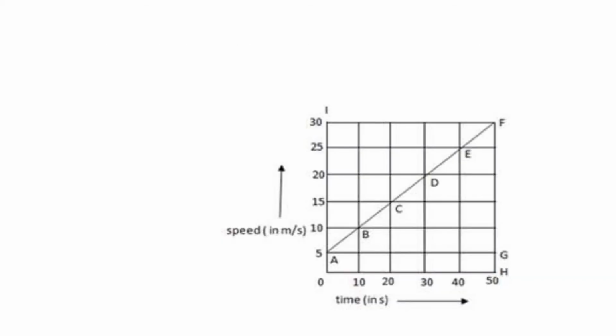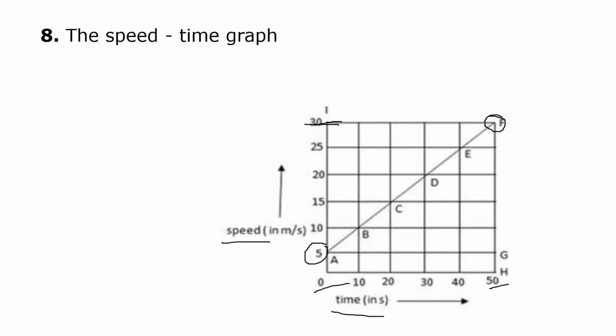Here one more graph is given, children. This is a graph between speed and time. Here the initial velocity is given as 5 meters per second. The final velocity is given as 30 meters per second. Starting time 0, ending time here 50 seconds. Now let us see what the question and options are here.